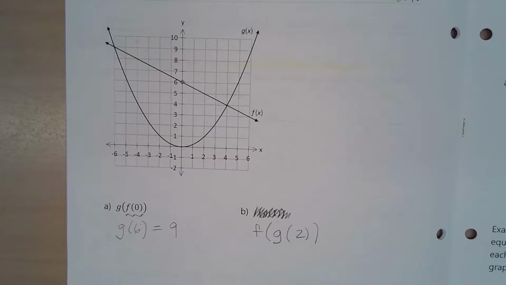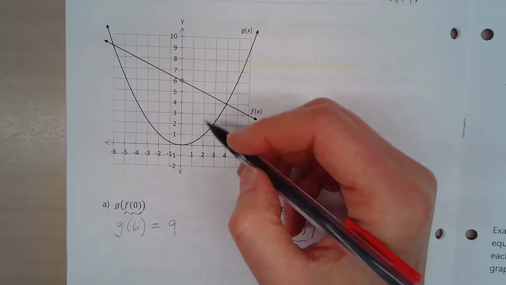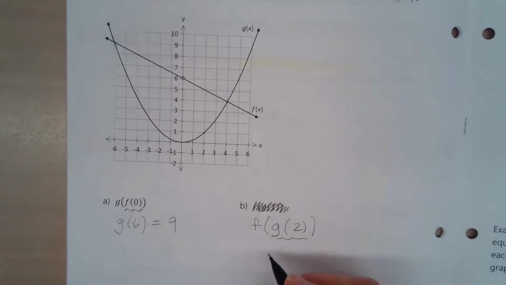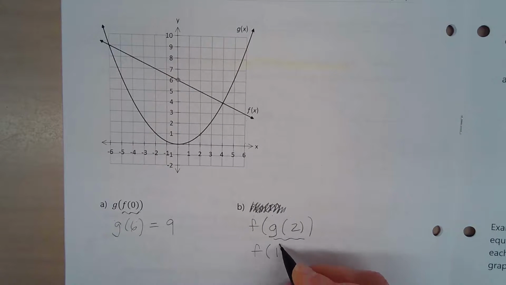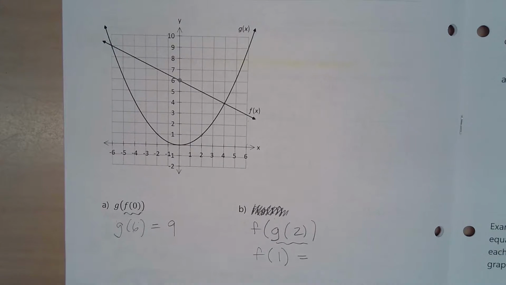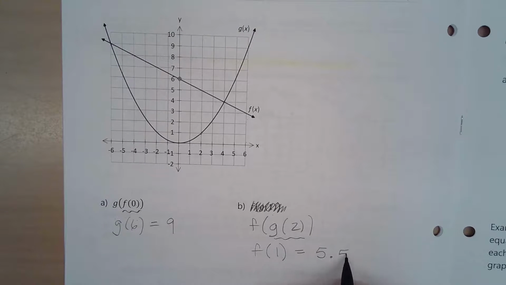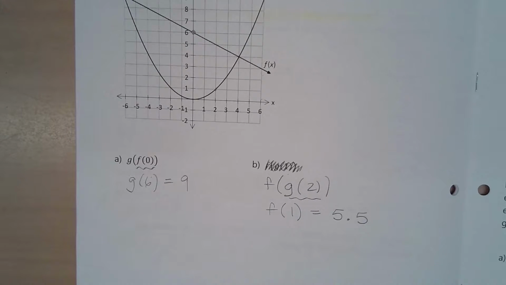And estimate your answer if you have to. I don't think it's 1. What's the value of g at 2? Let's figure that out first. Your g is your parabola, so that's 1. So I'm looking for the value of f at 1. So what's the value of f at 1? Yeah, it's about 5.5, right?